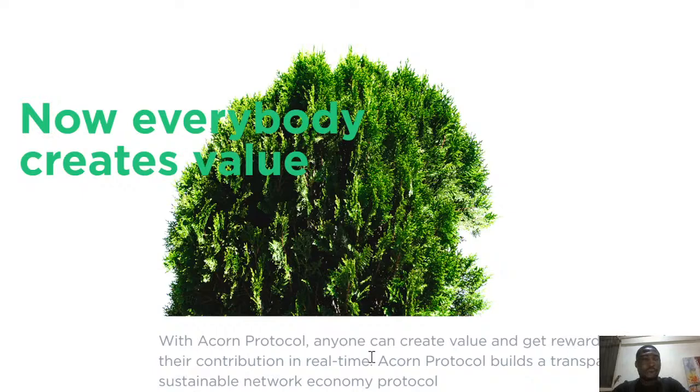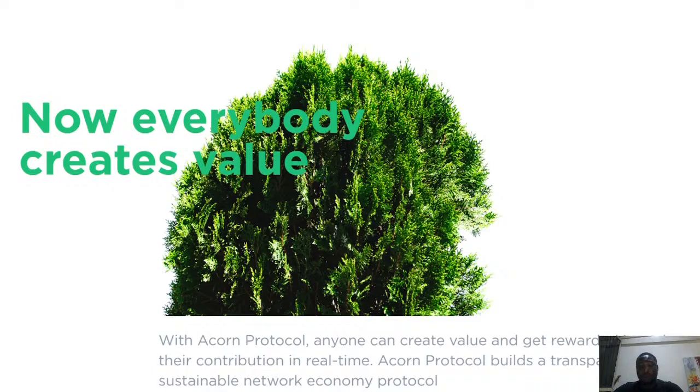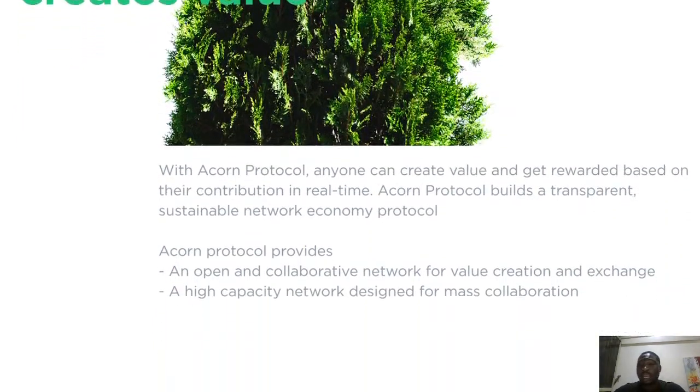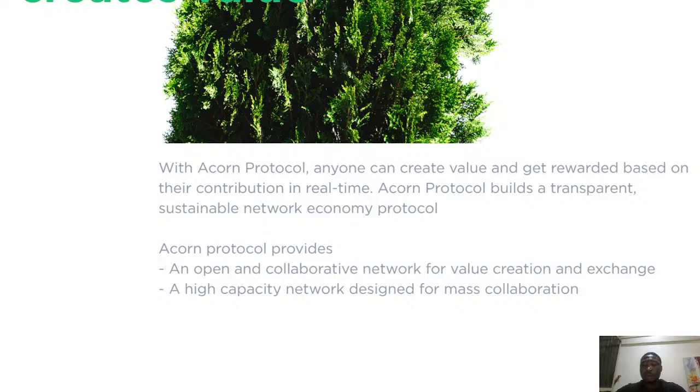You can see here, everyone creates value, and everyone is able to come into the ecosystem and create something valuable that they can invest in, to create a platform that is more trustworthy. With the protocol, anyone can create value and get rewarded based on their contribution in real time. So anyone can come into the ecosystem, earn value and share value, and get a reward for contributing in real time.